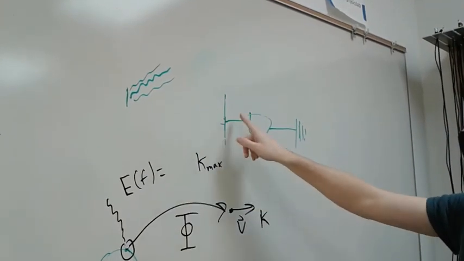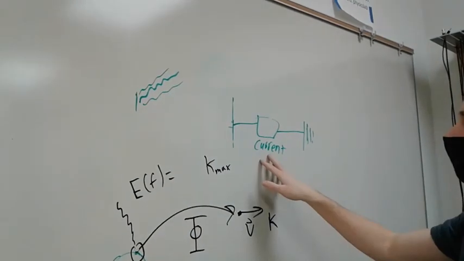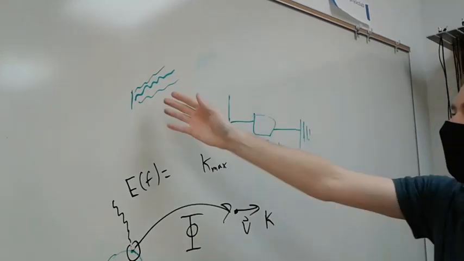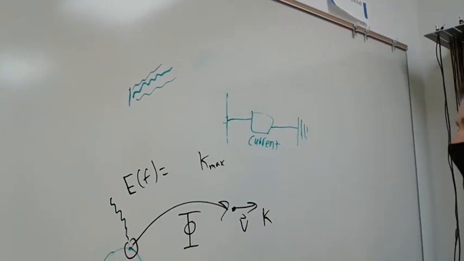Because each electron may have a different energy, and there are going to be more or fewer electrons, that'll affect the current. Depending on the intensity of the light, this current is going to vary. But what we can do is apply a trick.